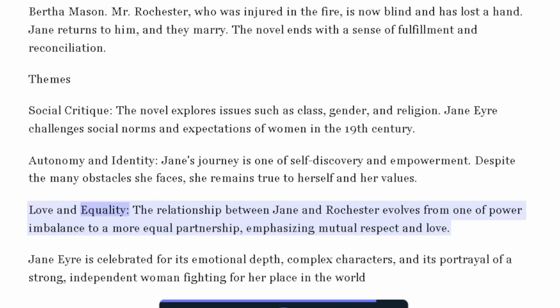Love and equality. The relationship between Jane and Rochester evolves from one of power imbalance to a more equal partnership, emphasizing mutual respect and love. Jane Eyre is celebrated for its emotional depth, complex characters, and its portrayal of a strong, independent woman fighting for her place in the world.